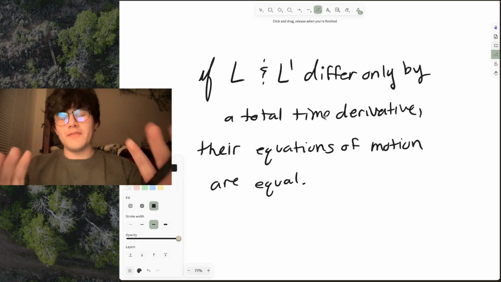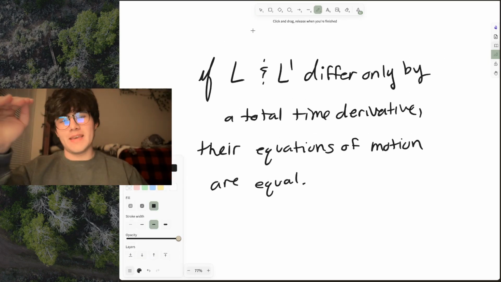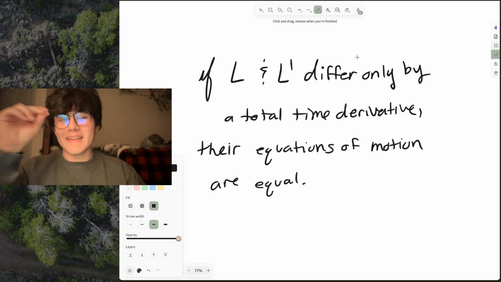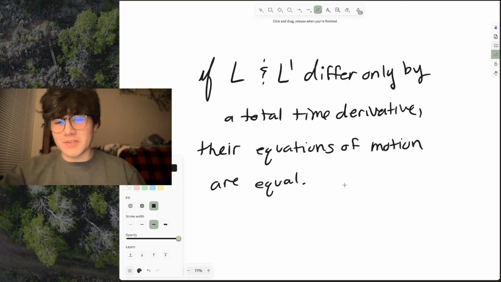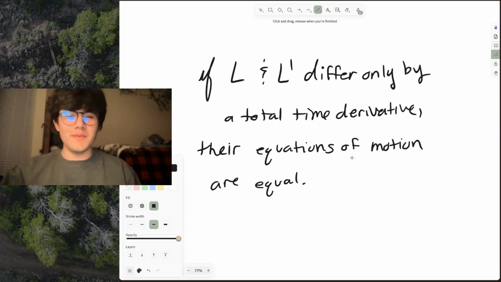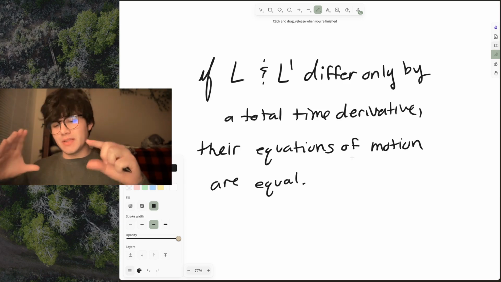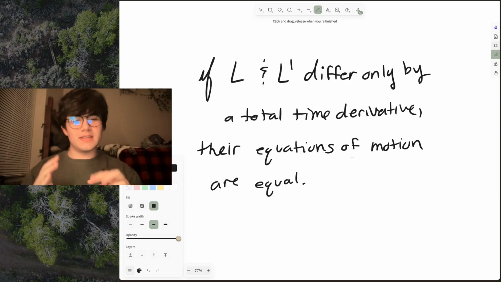Okay, so if a Lagrangian L and another Lagrangian L prime differ only by a total time derivative, then their equations of motion are exactly equal. And this will tie into Galileo's relativity principle, which is talking about when we can treat the equations of motion in different frames as equal.